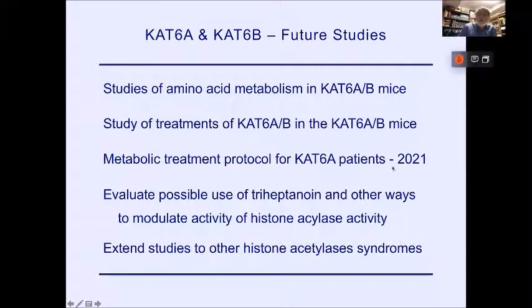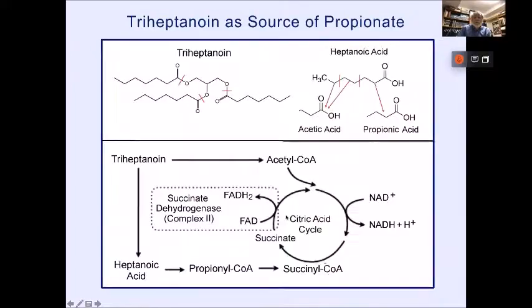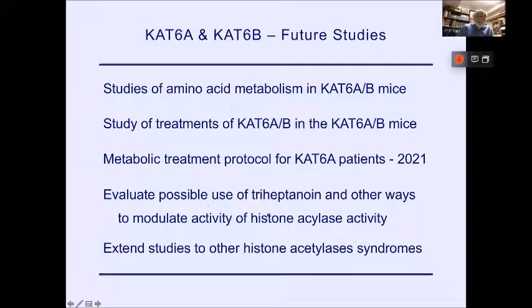We had hoped to do a protocol this year combining some of these ideas for treatment, but the pandemic derailed it both in 2020 and 2021, possibly next year. And sorry, my mouse is not working right. So one of the possibilities is to look at triheptanoin.